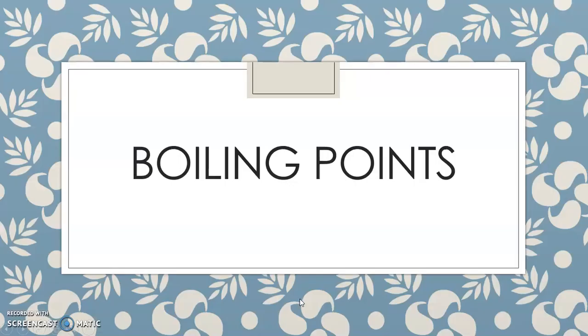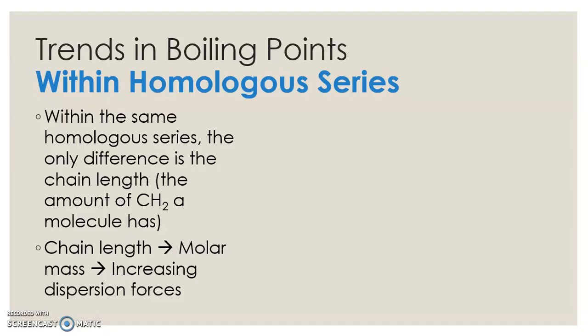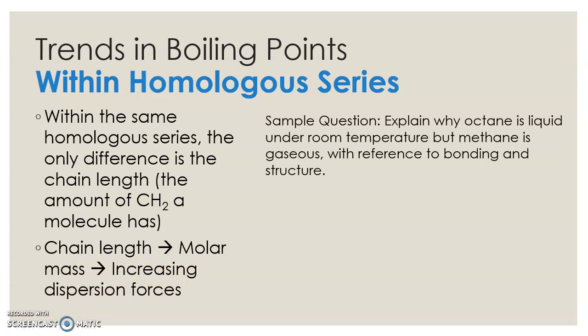Okay. So boiling points. Trends, when it's within the same homologous series, then the only difference between molecules in the same series is the chain length, basically the amount of CH2 a molecule has, right? Longer chains will result in higher molecular mass, which will result in increasing dispersion forces. Now, how do you do this in the written response? A sample question might ask you, explain why octane is liquid under room temperature when methane is gaseous, with reference to bonding and structure. Okay?